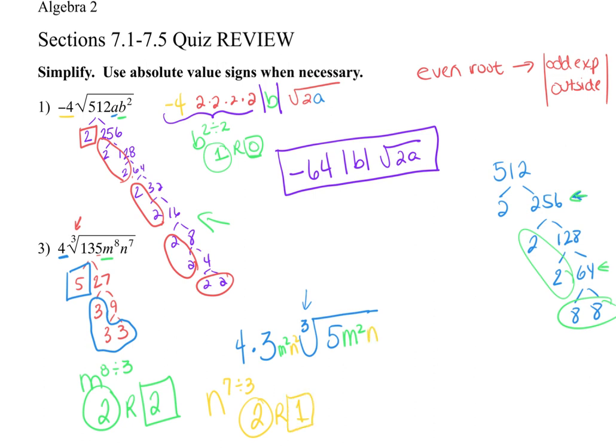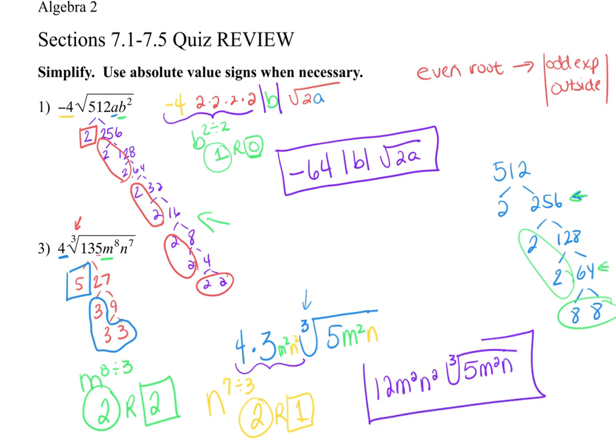And then I'm going to simplify. On the outside, I have 4 times 3, 12, and then m squared n squared. It is the cubed root of 5 m squared n. And that is my answer there.